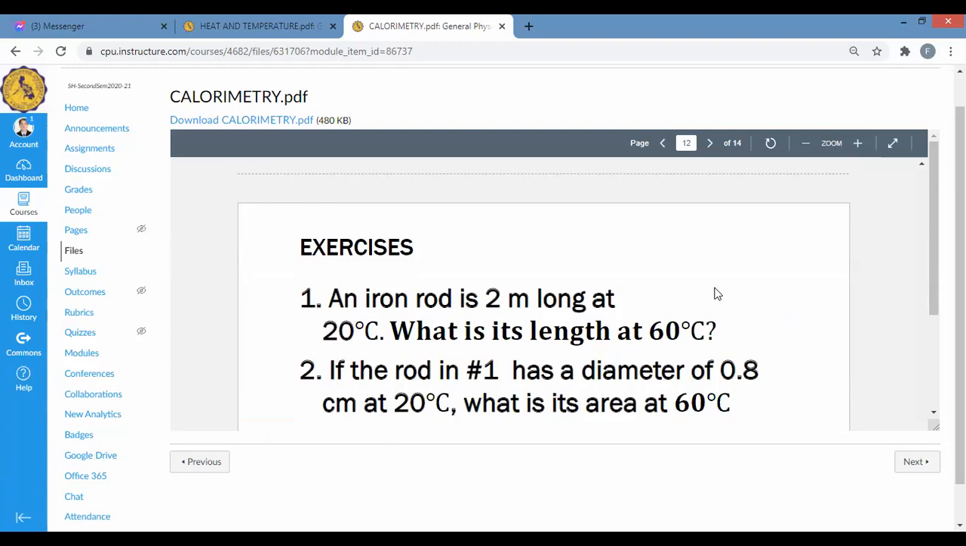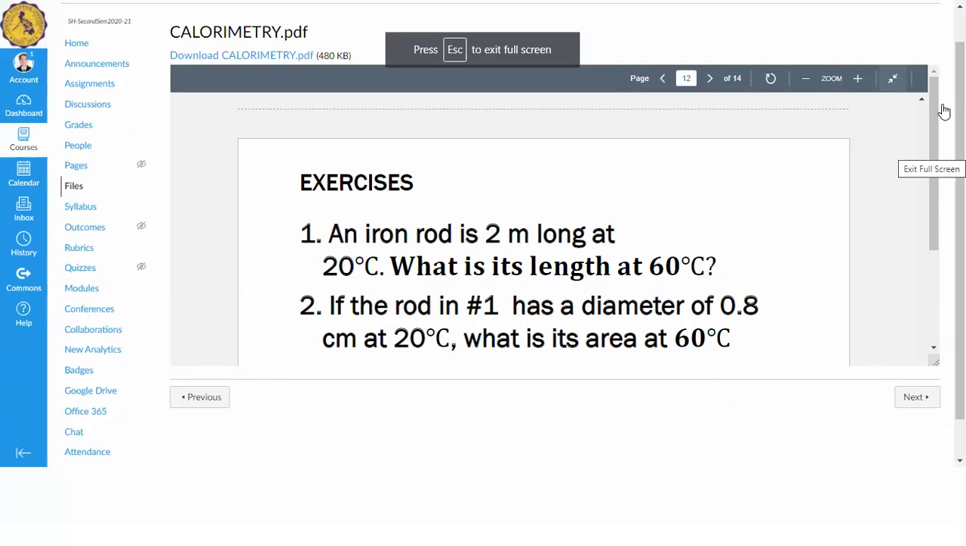Okay, I will start here, and then I will just retract the ones that I showed at the top. So an iron rod is 2 meters long at 20 degrees Celsius. What will its length be at 60 degrees Celsius? So this is an example of a problem on the coefficient of linear expansion.